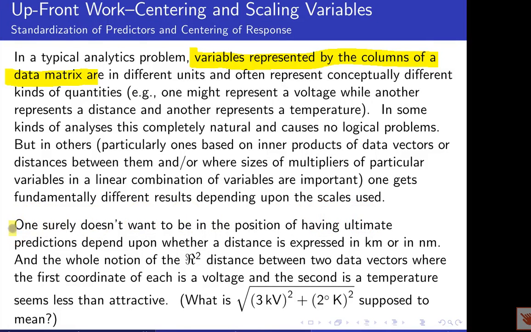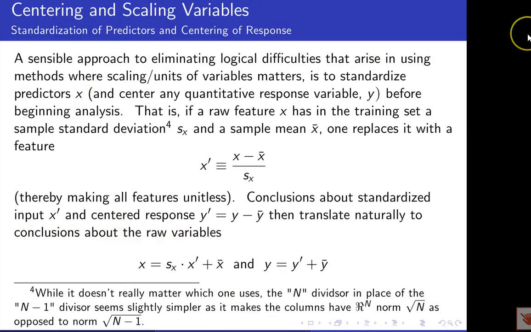One surely doesn't want ultimate predictions in a supervised learning context to depend upon the units involved. And just in terms of fundamental logic, what does something like this, which could be, say, a squared distance between two data vectors, what in the world does that mean? What's the square root of volts squared plus degrees squared mean? It doesn't mean anything.